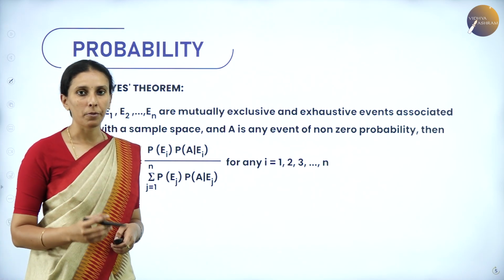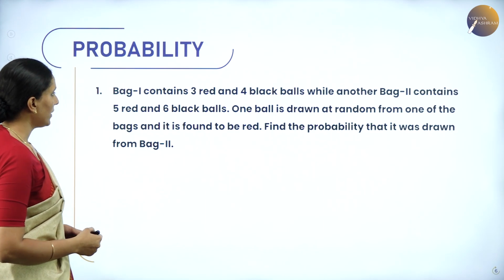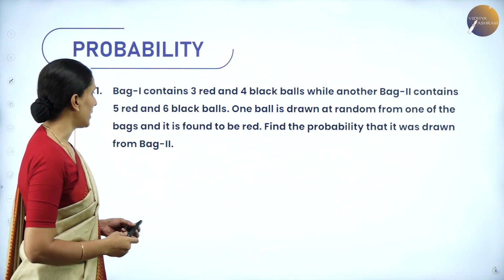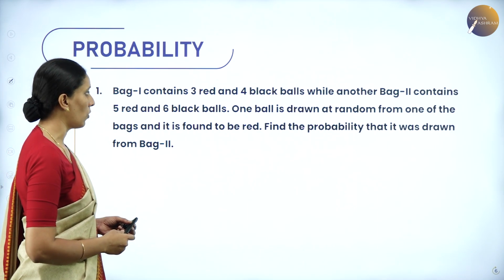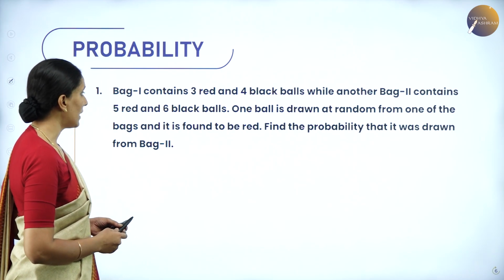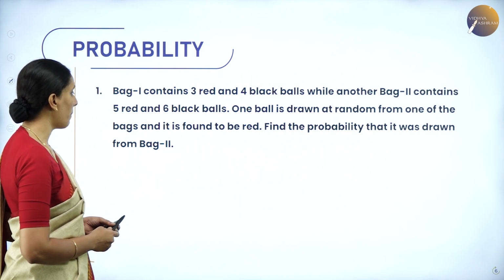Now let us take the problems related to Bayes theorem. First problem: bag 1 contains 3 red and 4 black balls, while bag 2 contains 5 red and 6 black balls. One ball is drawn at random from one of the bags and it is found to be red. Find the probability that it was drawn from bag 2.